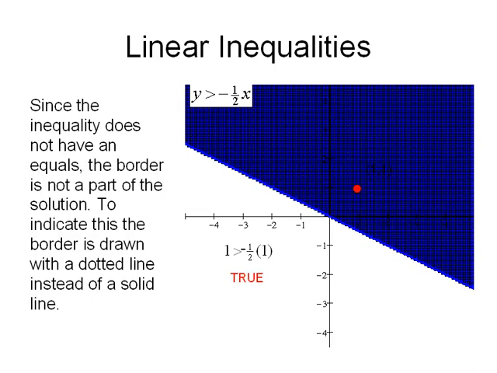So I'm going to pick 1, 1, and now when I put 1 in for y and 1 in for x, that's a true statement, so that means everything on that side of the line should be shaded. What makes this a little bit different from the previous one is this does not have the equals underneath it. So what that means is when I look at my border here, I'll use a dotted line to indicate that the border is not a part of the solution.